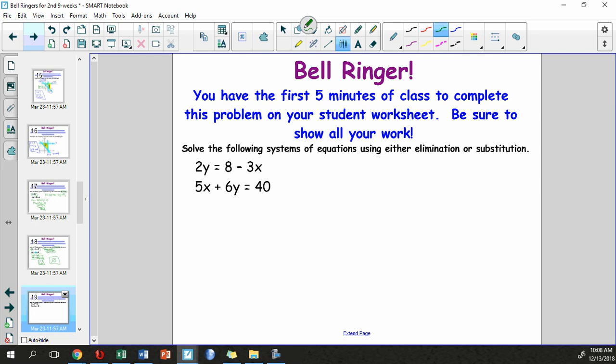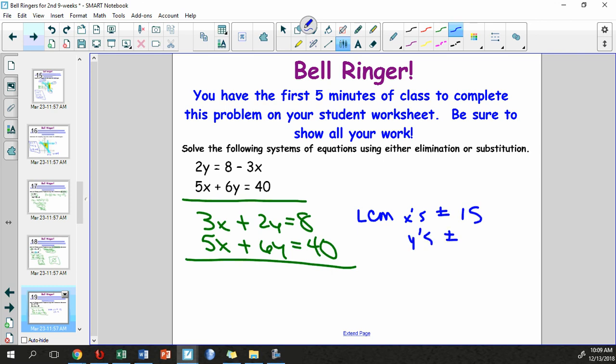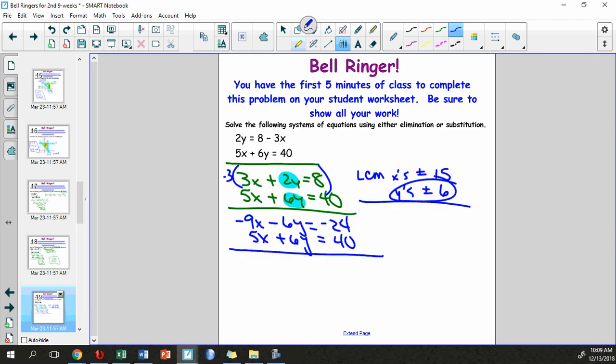Same exact concept here, except I'm going to bring this 3x back over. So this is going to be positive 3x plus 2y is equal to 8. Drop down the second equation unchanged. And then I'm going to go ahead and do my least common multiples of my x's. So that's plus or minus 15, and then for my y's, it's plus or minus 6. So I'm going to go ahead and do my y's, keeping in mind I already have a 6y there, so I'm going to multiply the top one by a negative 3. Negative 9x minus 6y is equal to negative 24. 5x plus 6y is equal to 40. And I'm going to add straight down.